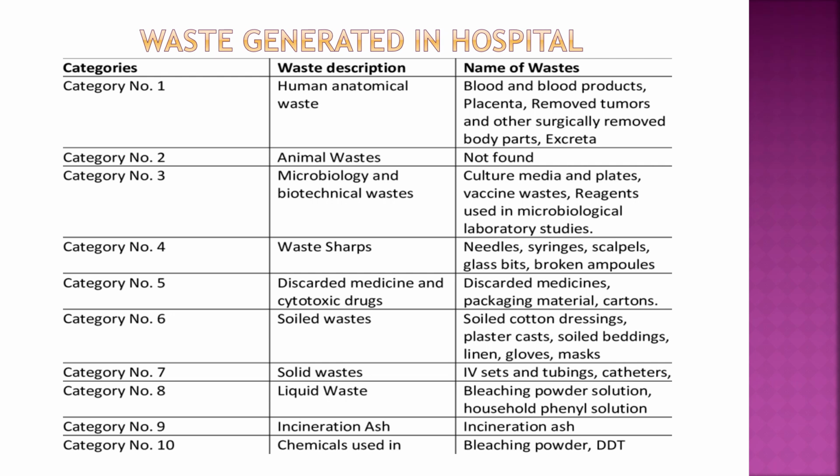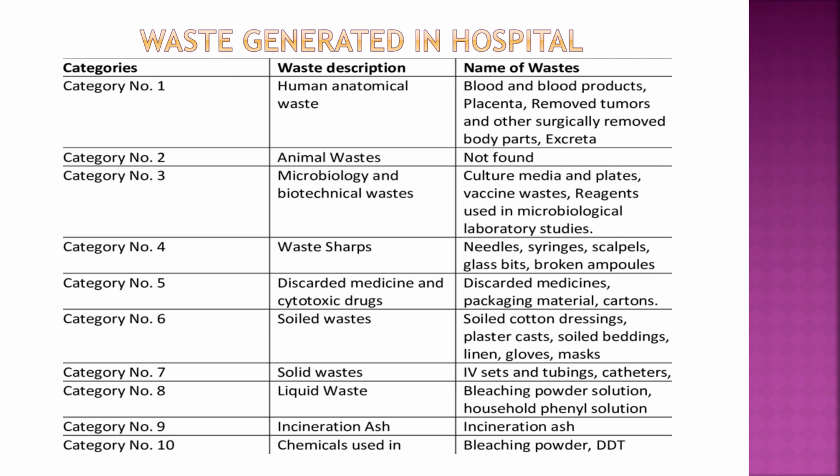It can be category 1, that is human anatomical waste like blood and blood products, placenta, removed tumors, other surgically removed body parts like appendix, uterus, or biopsy materials, excreta. Then category 2, it is animal waste. Category 3, microbiology and biotechnical waste like culture media and plates, vaccine waste, reagents used in microbiological laboratory studies. Then category 4, sharp waste, that is needles, syringes, scalpels, glass beads, broken ampules. Then category 5 is discarded medicine and cytotoxic drugs.